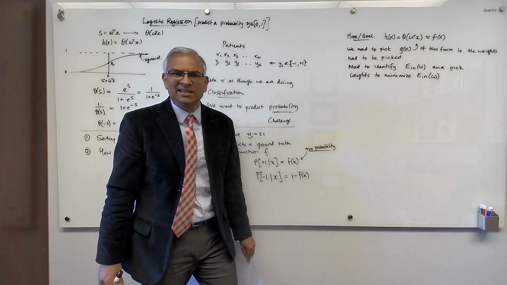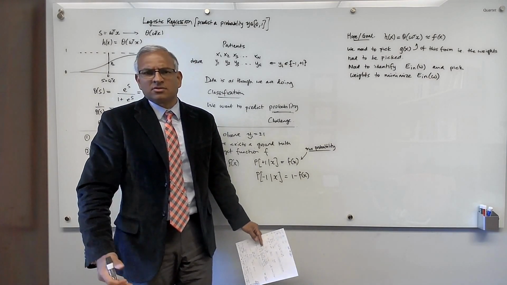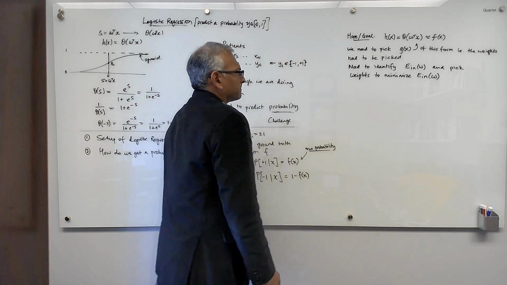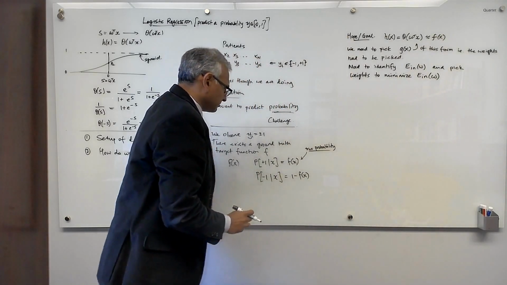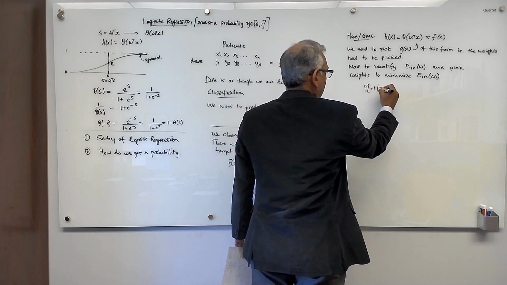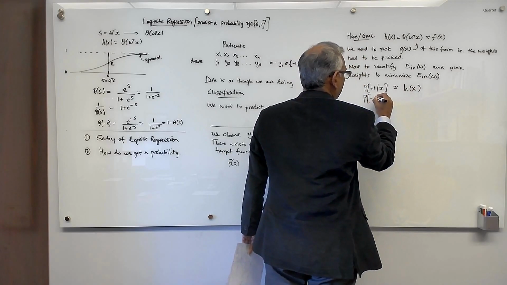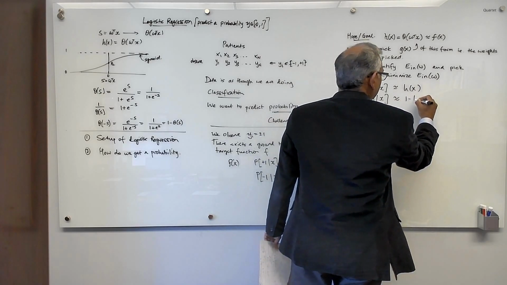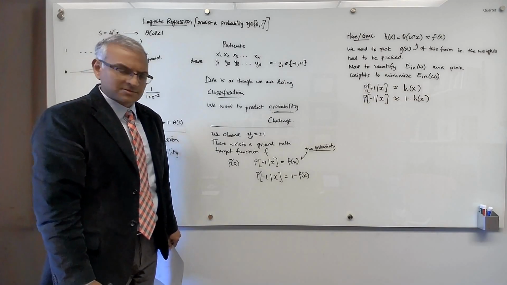So what is the right E_in here? Let me walk you through that process, and in general, this is a good process to get a handle on. Remember, h of x is supposed to approximate f of x. That means the probability of +1 given x is supposed to be approximately h of x, and the probability of -1 given x is supposed to be approximately 1 minus h of x.